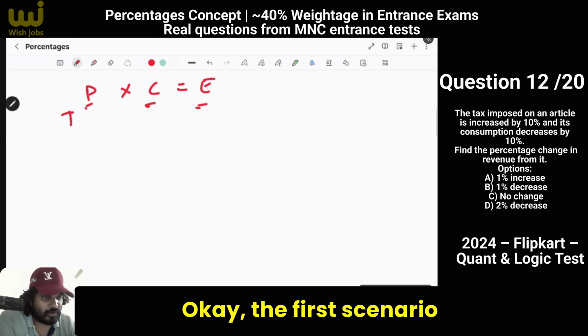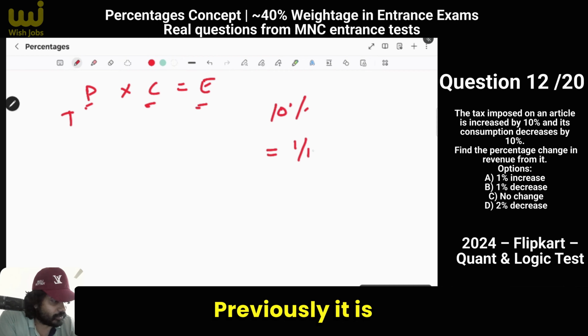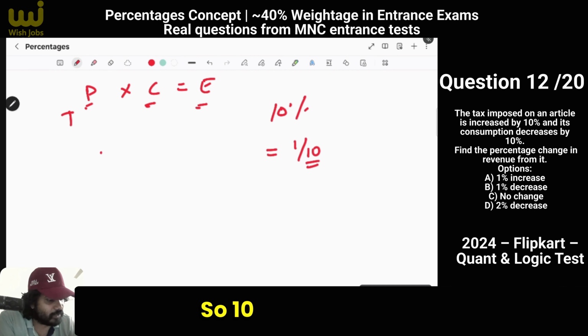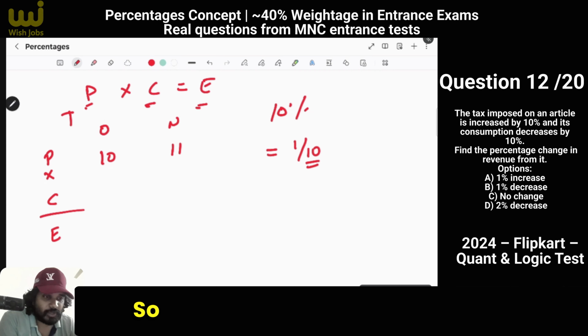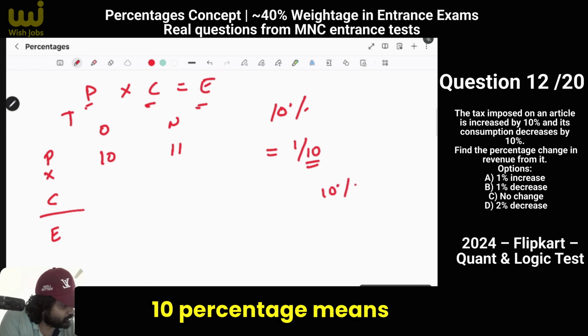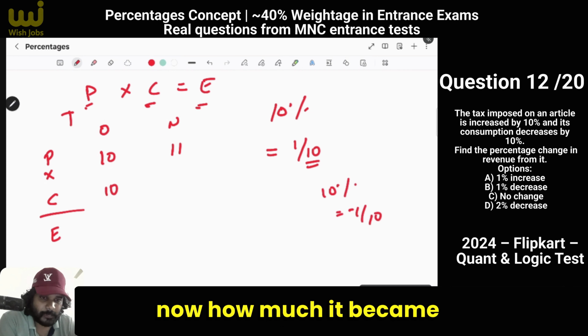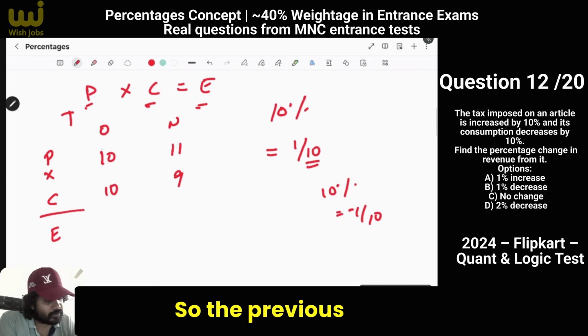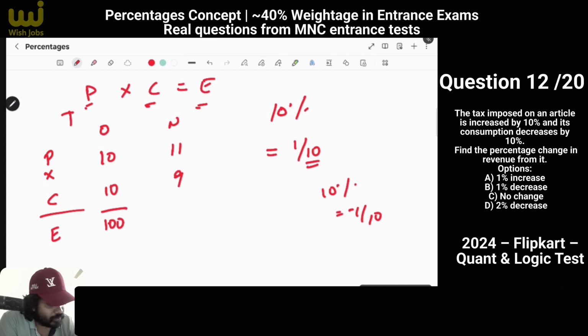Okay, in the first scenario, for the price, what happened? Previously it is 10%. Previously it is 10. It increased, right? So 10 will become 11 for pricing. This is old, this is new. Okay, next we'll see consumption, because price into consumption equals expenditure, right? So consumption also decreased by 10%. 10% means 1 by 10, but here it is minus. So consumption previously it used to be 10. Now how much it became? 9. 9, right? So the previous old price and consumption is 10 into 10. Price into consumption is expenditure. That is 100. The new one is 11 into 9, which is 99.